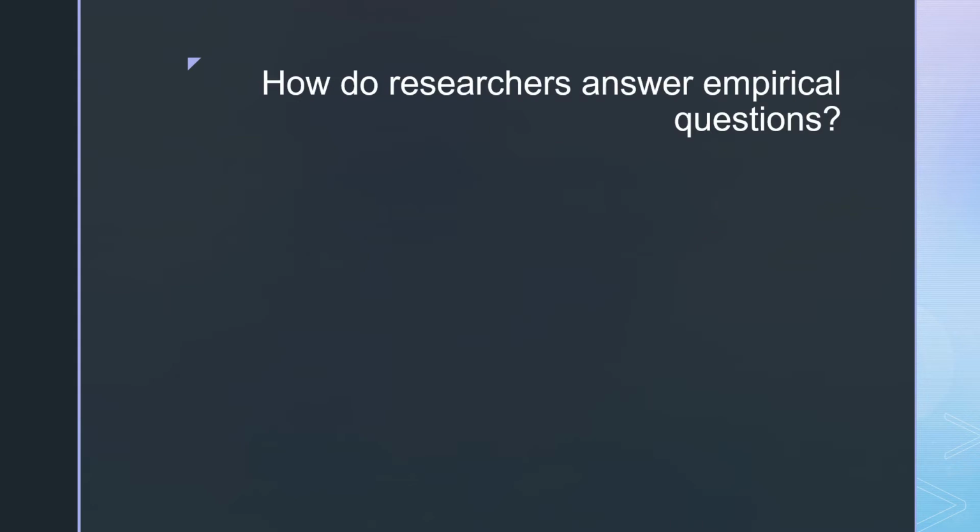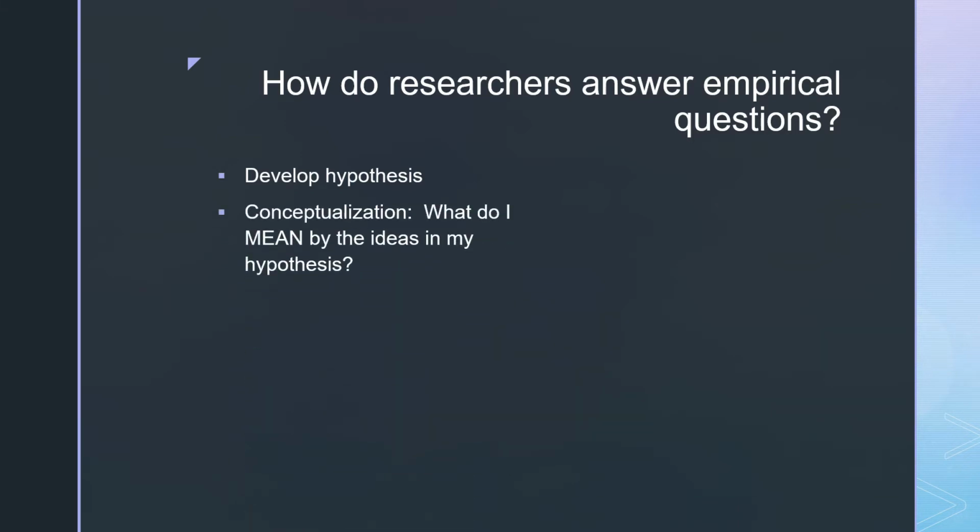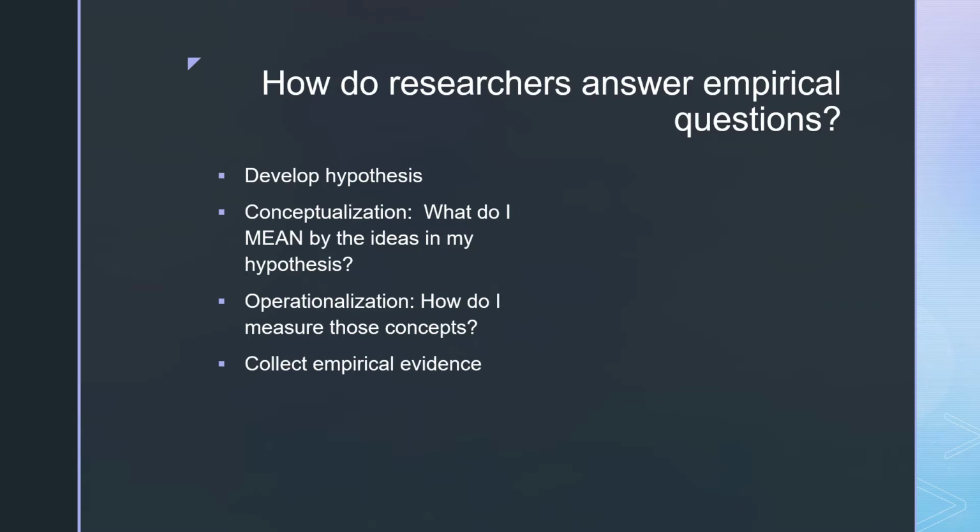Scientific researchers of all kinds use a similar process to answer empirical research questions, and we call this the research process. It has 5 steps, so we're going to look at those. The first step is to develop a hypothesis. Then the step of conceptualization, which is, what do I mean by the ideas in my hypothesis? Operationalization, once I know what I mean, how do I measure those concepts? Then we collect empirical evidence on those measures, and we use that evidence to decide whether to support or reject our hypothesis.